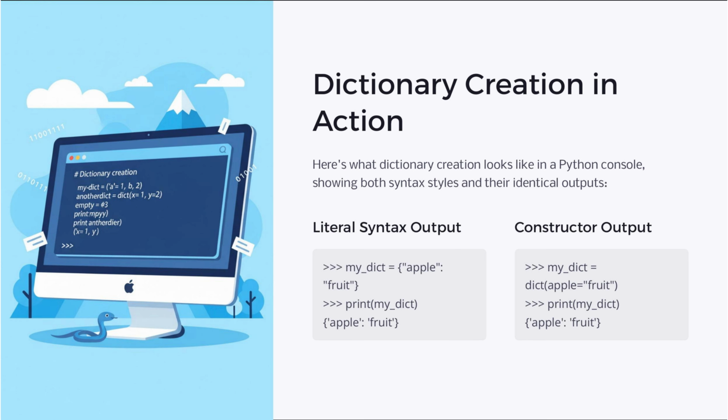In Python, dictionaries can be created using literal syntax or the dict constructor. Both methods yield the same result. For example, my dict, apple, fruit, and my dict, apple, fruit. Both produce apple, fruit. This flexibility allows for clear and concise code, accommodating various coding preferences.